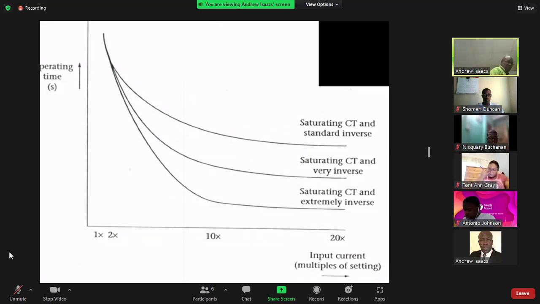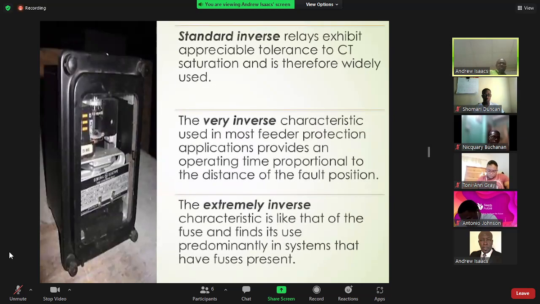Right? So for your standard inverse, your standard inverse is going to show what we refer to as appreciable tolerance to CT saturation. So when you're running the risk of having your CTs saturated, the standard inverse relay will deal with it.